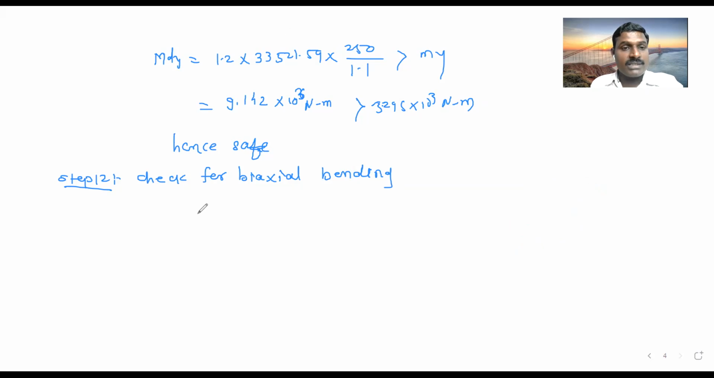So what is the check for the biaxial bending? It means MX divided by MDX plus MY divided by MDY. It should be less than 1.